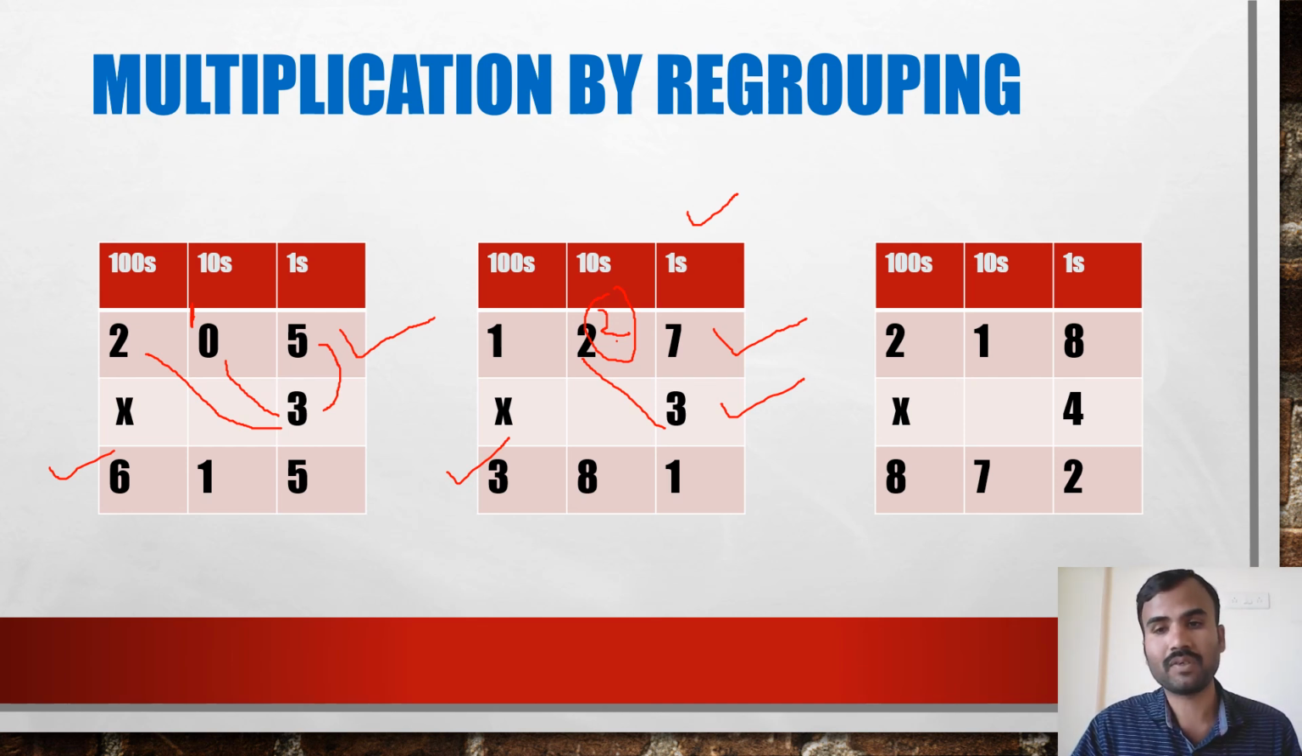Okay, one more example. 218 into 4. So first multiply with ones. 4 into 8. 4 8s are 32. So write here 3 and write here 2. Okay, 4 ones are 4. Then you should add this one, na? 4 into 1, 4 plus 3. So you will get 7. And now 4 twos are 8. So write 8 here. So the product is 872. So in this way you have to regroup the number and write it in the proper place.